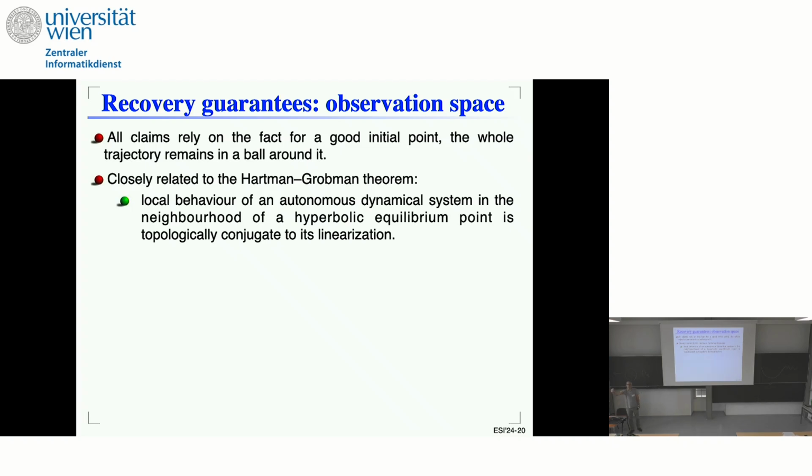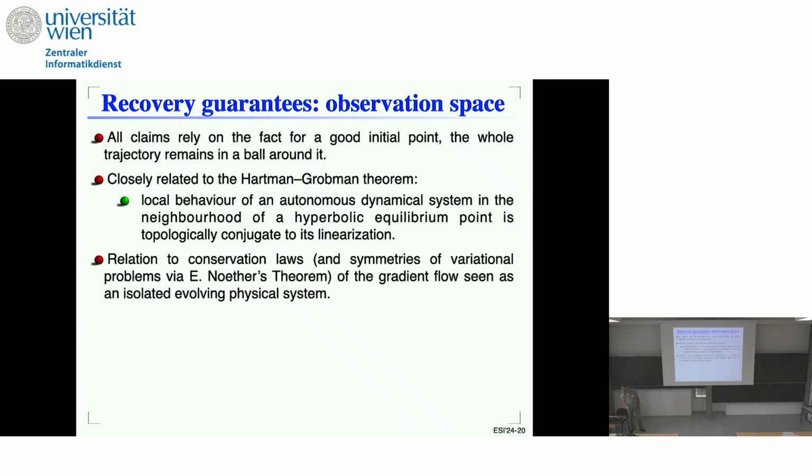And the fact also that the Jacobian that you have at 0 will carry over through the iterates makes a connection with what we call the conservation laws for dynamical systems and symmetries via the Emmy Noether theorem, because you can see the gradient flow as an isolated evolving physical system.